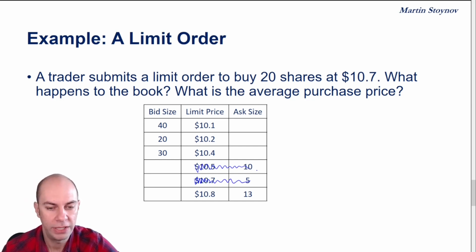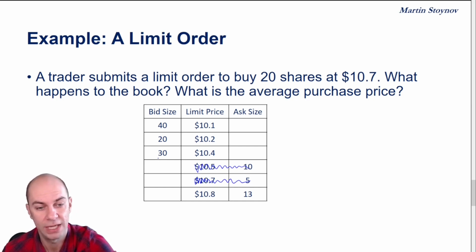But the problem now is that the next price is 10.8, and he has placed a limit order, saying, okay, I don't want to exceed a purchase price of 10.7. And that's a problem here because he is not able to purchase all his shares. So he's bought 10 shares at 10.5, another 5 shares at 10.7, but he still has 5 shares that he hasn't bought. So those 5 shares, my friends, will be added to the limit order book.